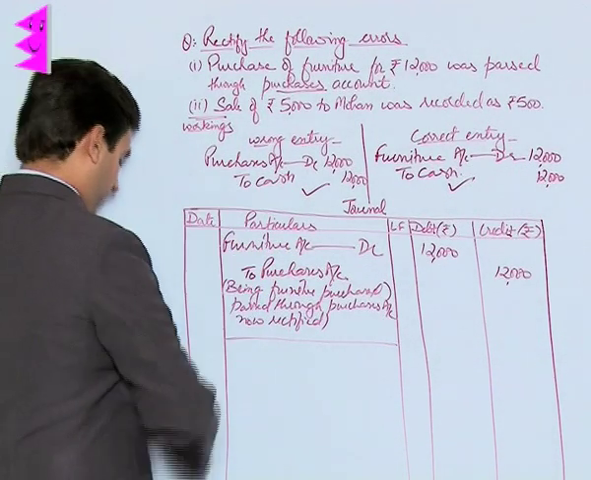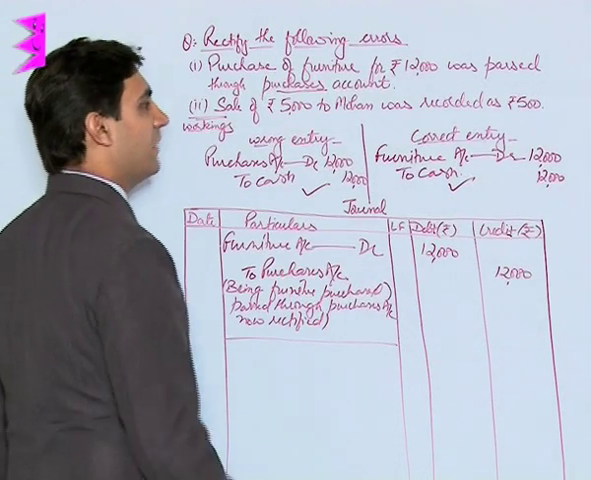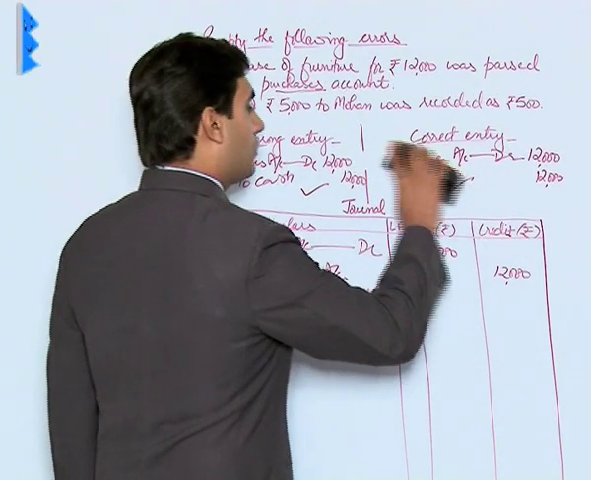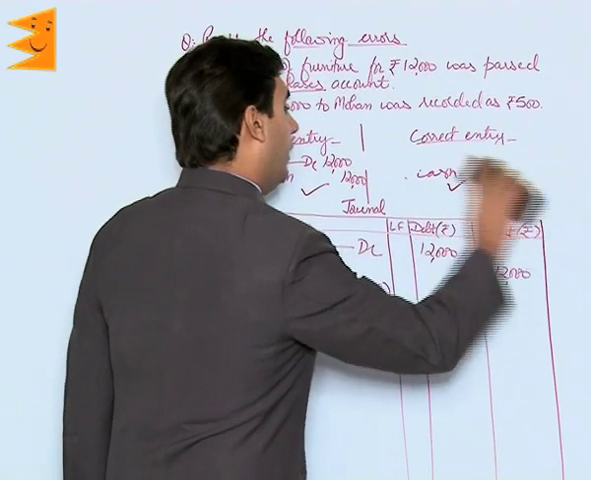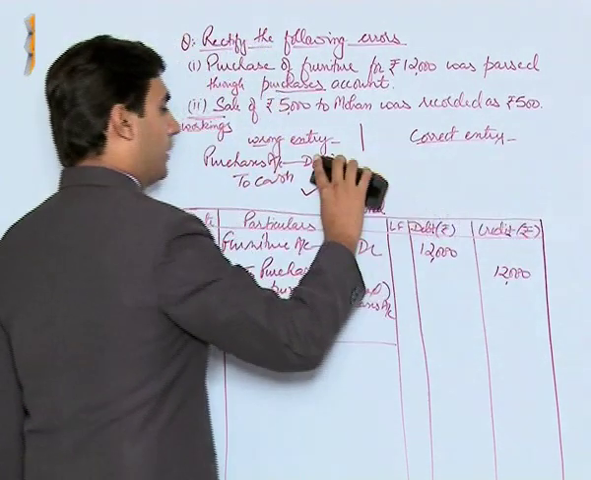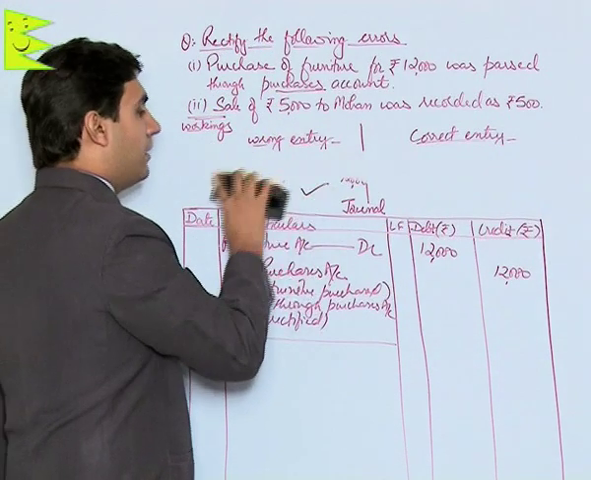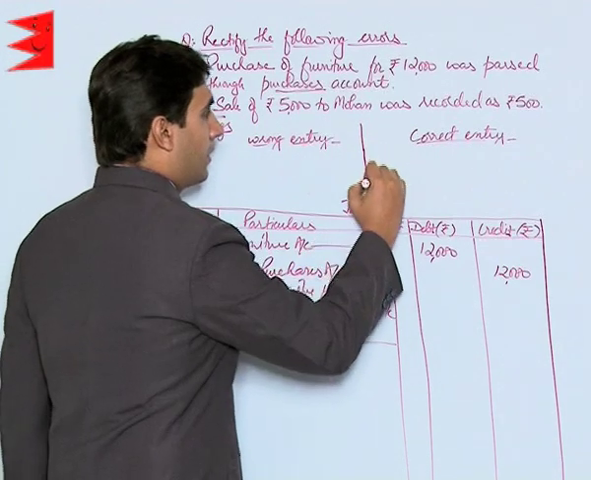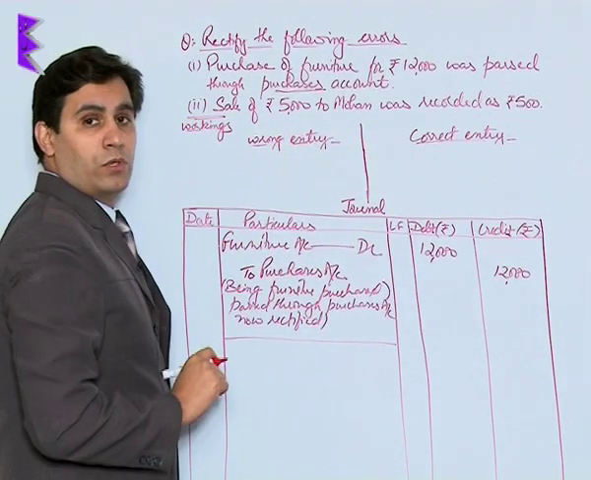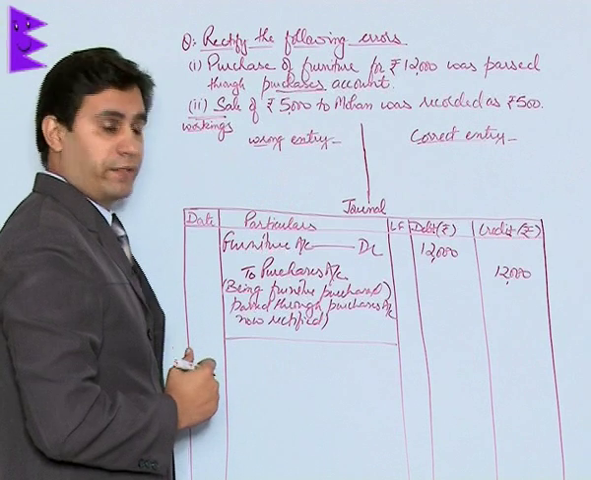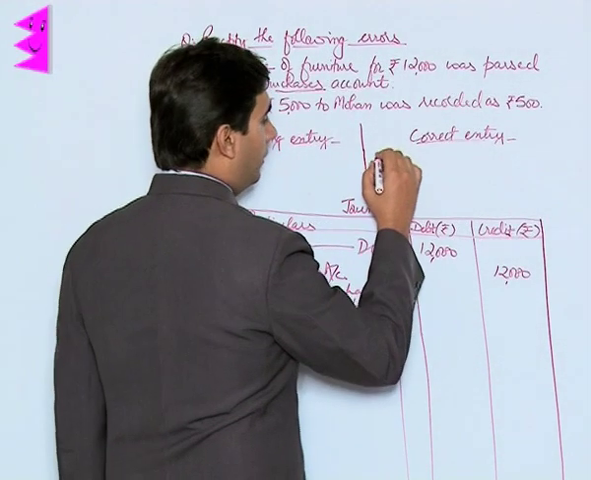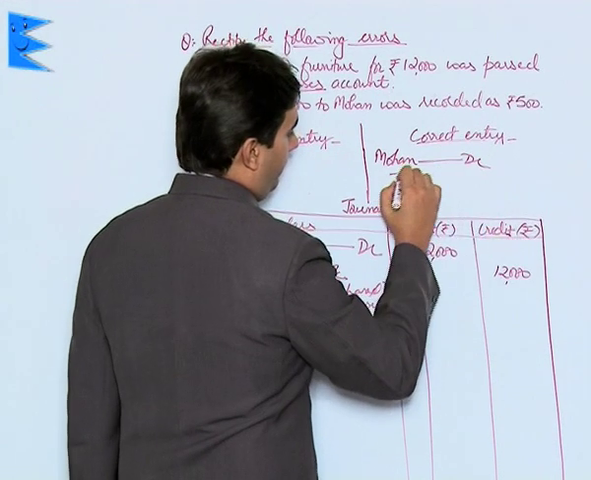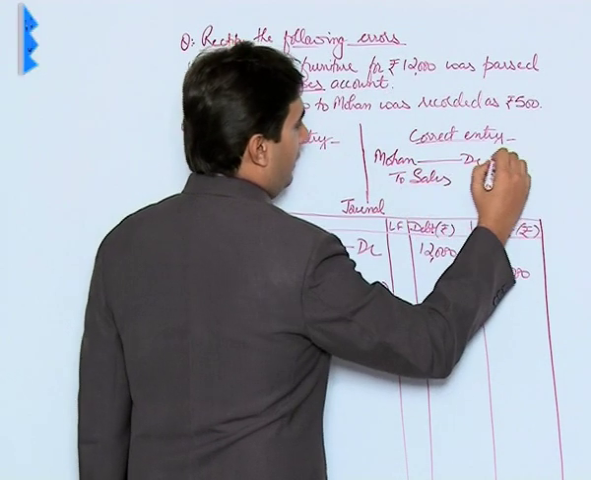Coming to the second entry. The second entry is sale of rupees 5,000 to Mohan was recorded as rupees 500. So now students, in this case, it is not a wrong account that is involved here. The error is in the amount that has been recorded. That is, sale of 5,000 to Mohan was recorded as a sale of 500. So the correct entry should have been Mohan account debited to sales 5,000.